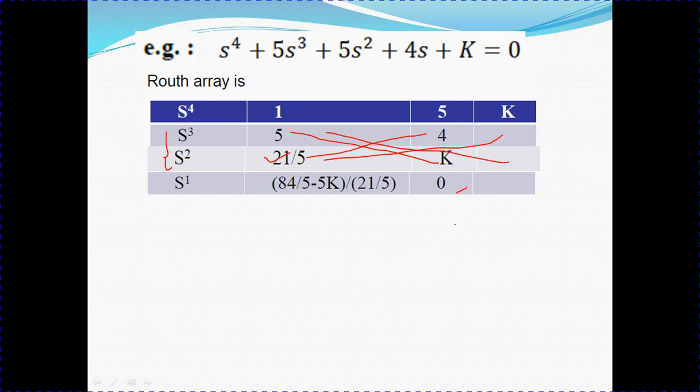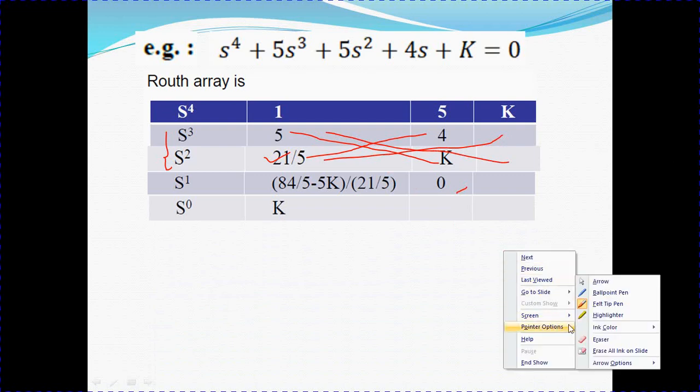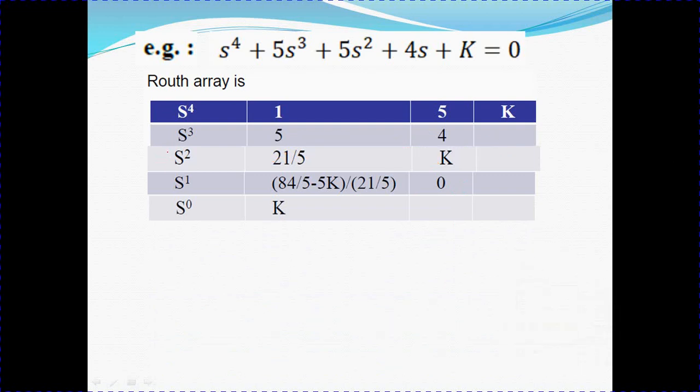So now we need to calculate the last row. To calculate the last row, we need to use the s to the power 1 row and s square row. Okay. So now what we need to do? Multiply these two terms, minus 0, divided by this whole term. Hence this is going to cancel out. We are going to get k back here. Okay. So now we have finished the formation of the Routh table here.